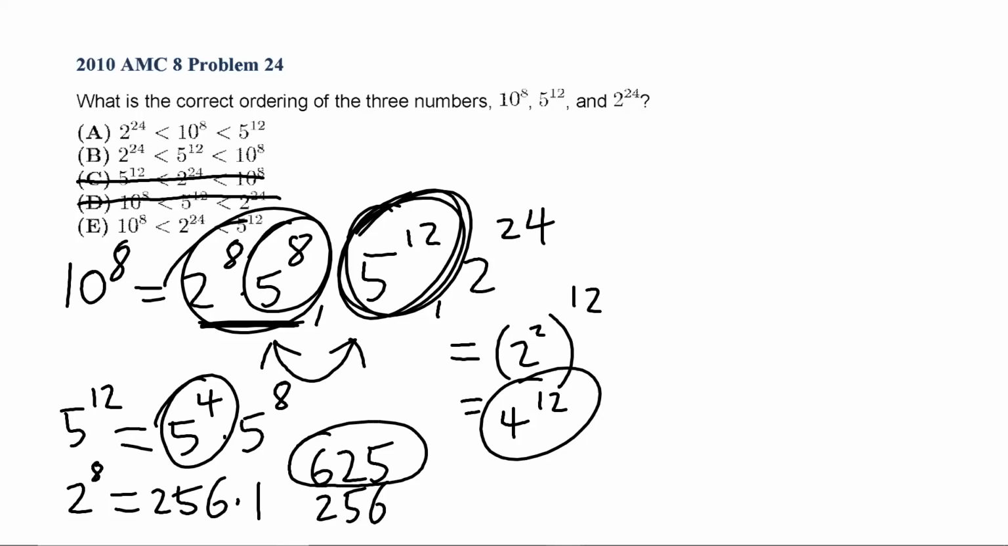And so that ultimately means that you can eliminate some more options here. You can eliminate B, which says that 5 to the 12 is less than 10 to the 8. Okay, so now you are down to A and E. So really the difference between A and E is that it compares 2 to the 24 with 10 to the 8. So let me just erase some stuff here.